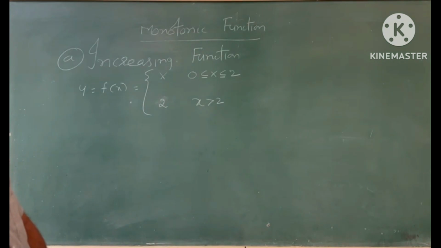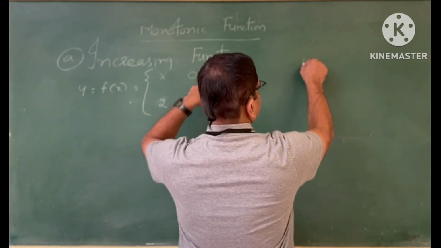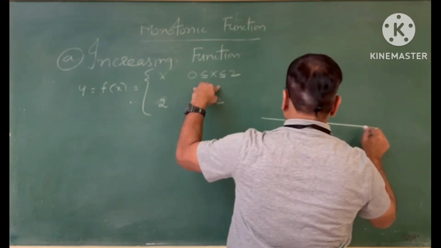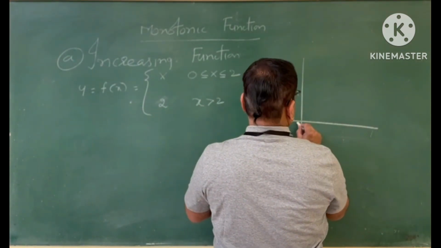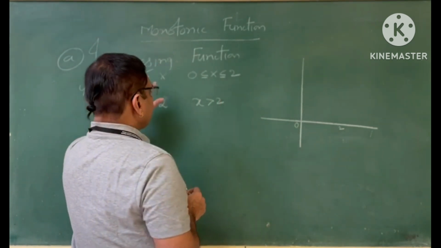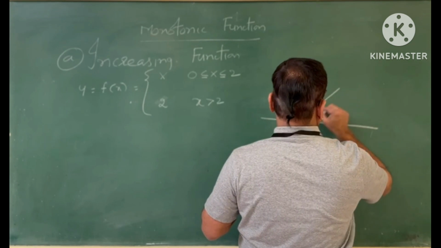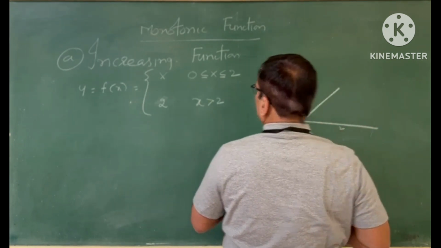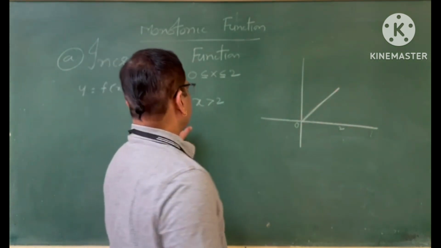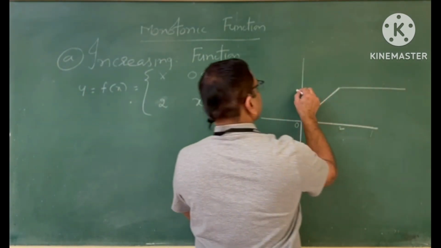Let me draw the graph of this function. F of x is equal to x between 0 to 2. Between 0 to 2, f of x equal to x, of course, identity function, the graph looks like this. And when x is more than 2, the graph goes like this. This is 2 units.